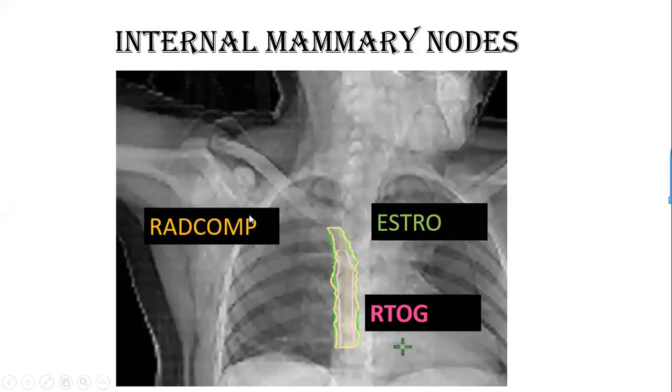So what the RADCOM follows is exactly similar to the ESTRO. It takes a bigger volume in the mediolateral direction, and even in the cranial border it is a larger volume in the cranial extent. RADCOM guidelines simply follow the ESTRO.